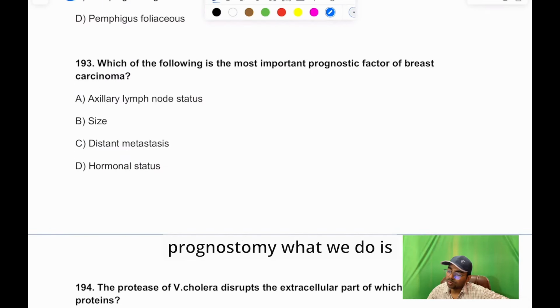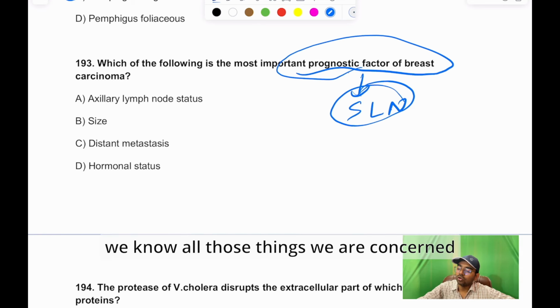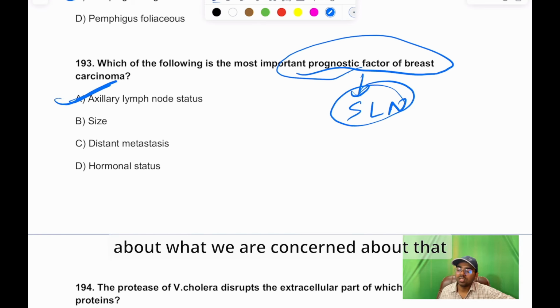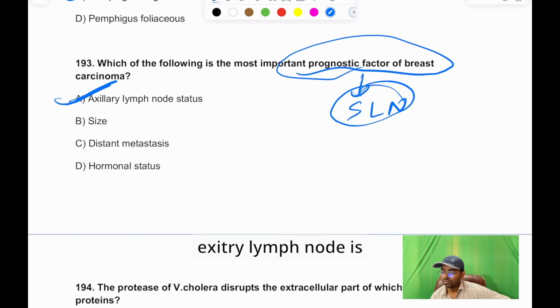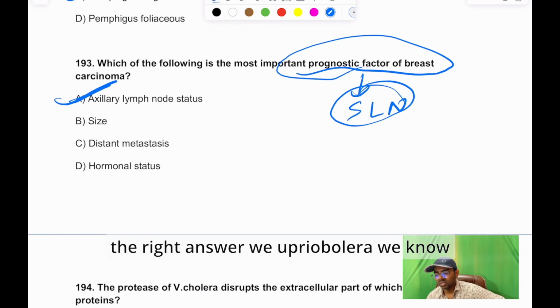Most important prognostic factor of breast carcinoma. See, what we do is sentinel lymph node biopsy. On all those things we are concerned about, what we are concerned about is whether the axillary lymph node is palpable or not palpable. Our entire staging is dependent on that. So that would be the right answer.